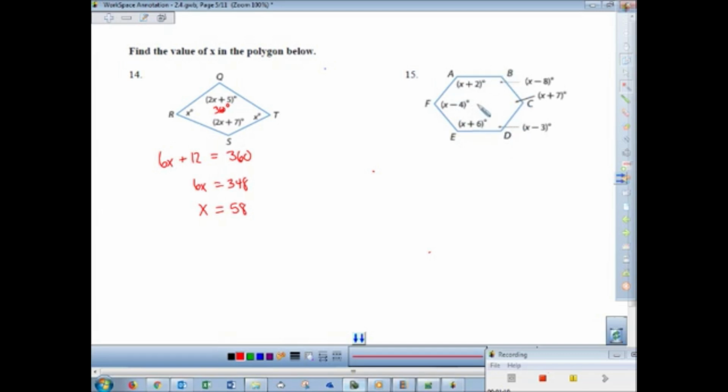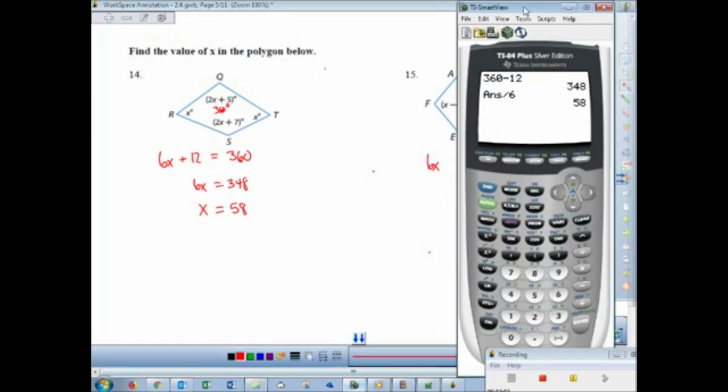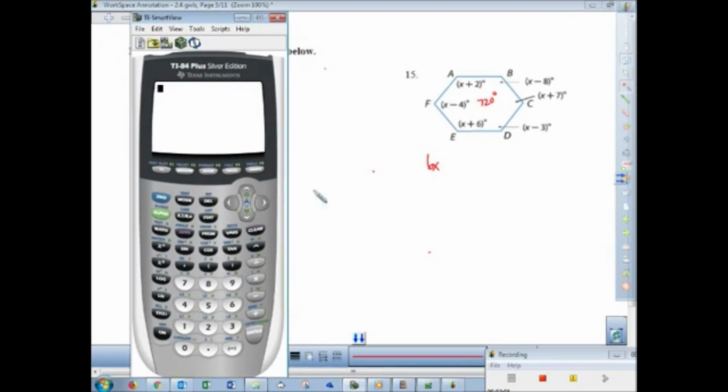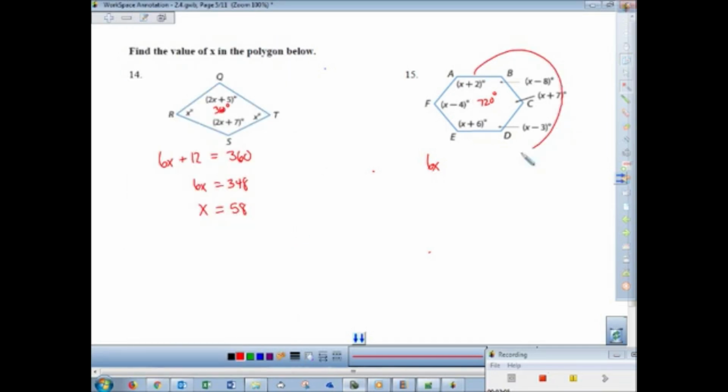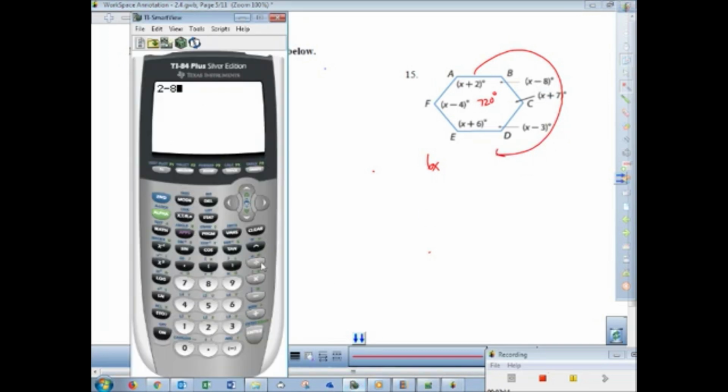So number of sides minus 2 times 180 would give you 720 degrees possible on this. So we need to add up all these angles. So there's 1, 2, 3, 4, 5, 6 x's, because again they were all x to the first. And then adding up all my constants, I just grab ye old calculator, and I'm going to clear that out. And I got 2 minus 8. I'm going to start here and go round the clock. So 2 minus 8 already got punched in, plus 7 minus 3 plus 6 minus 4.